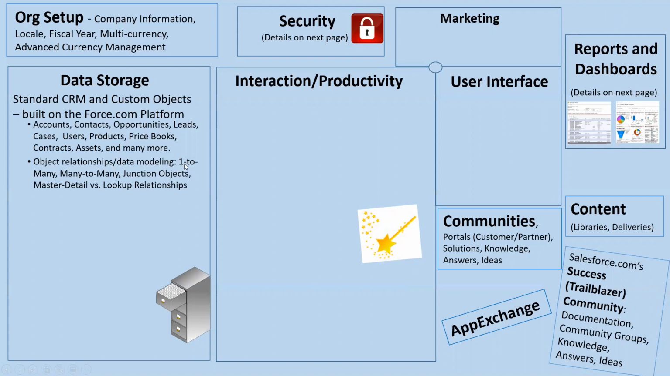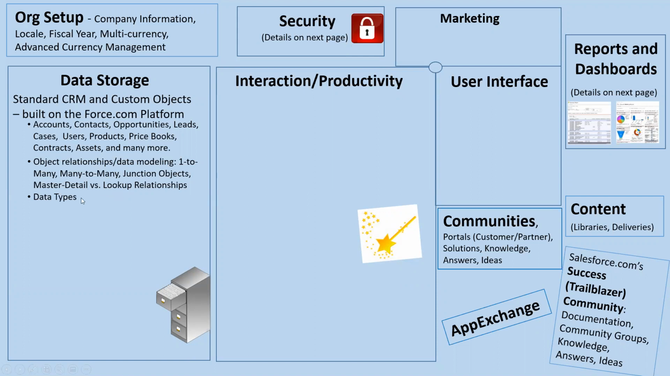Many objects have a one-to-many relationship to each other, also referred to as parent and child relationships, many-to-many relationships through a junction object, master detail versus lookup relationships. Both of these kinds of fields create those relationships between objects, and these two have slightly different capabilities and restrictions.